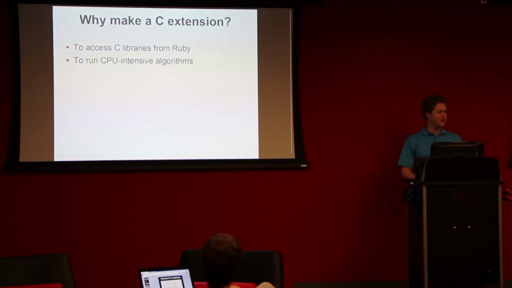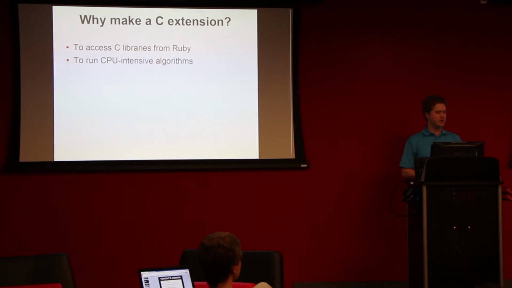So first of all, why might you want to make a C extension? I think the main reason is that you might want to access some C libraries from Ruby. There are lots of good libraries out there like libusb or ImageMagick, and by default you can't just call C code from Ruby because C is a very different thing than Ruby. So people write these extensions that are C code that interacts with Ruby, and they bridge the gap between Ruby and the C library that they want to call.